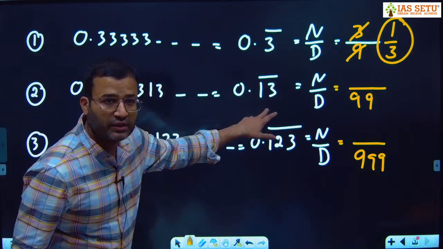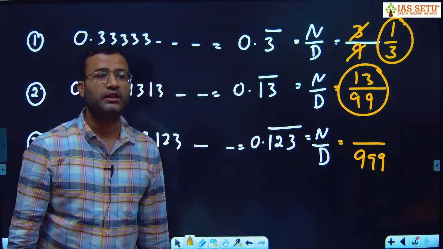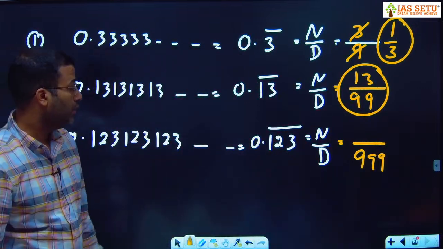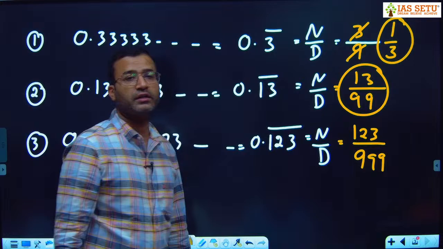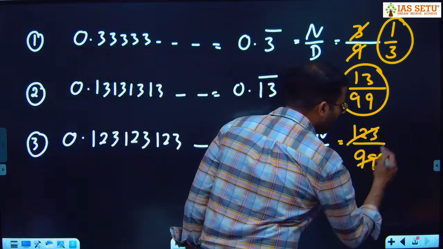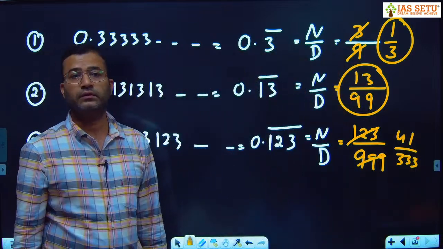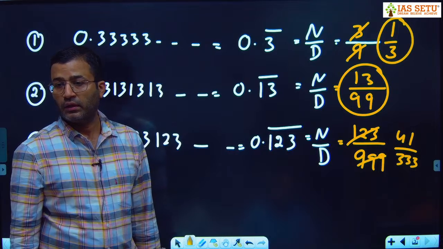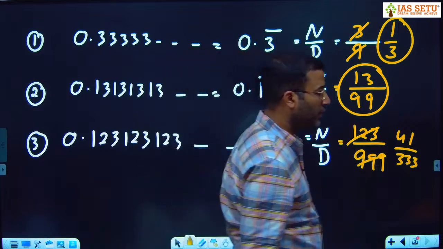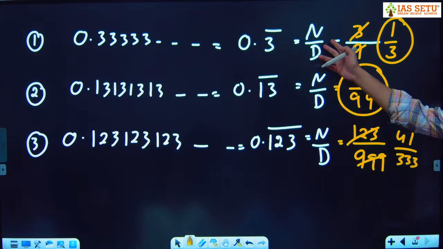Second question, what is the number? 13. So it is 13 upon 99. We can't simplify. So this is our answer, 13 upon 99. Now the third question, it is 123. So it is 123 upon 999. We simplify it. We get 41 upon 333. Okay, I repeat, in our denominator as many 9s as many digits under the bar, and the numerator is the number as it is.